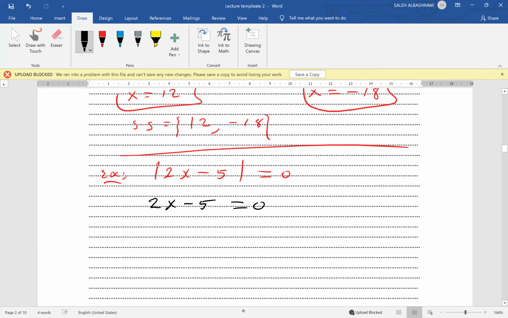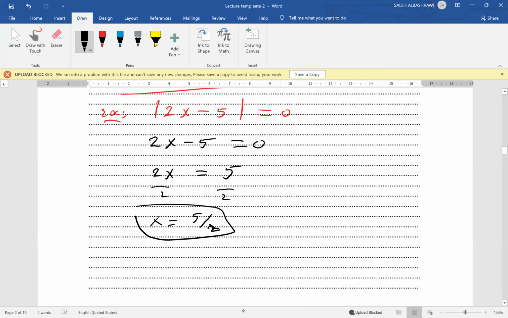To solve it, we will have 2x equal 5, divided by 2, then x equal to 5 over 2. This will be the only solution for this absolute value equation.